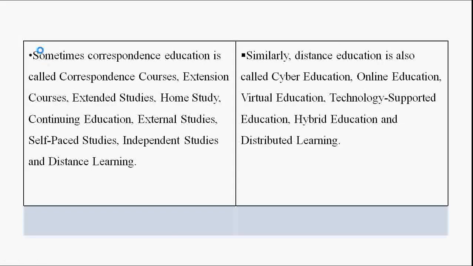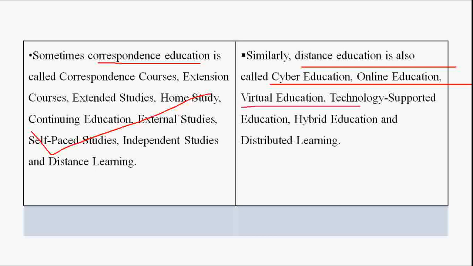Sometimes correspondence education is called correspondence courses, extension courses, extended studies, home study, continuing education. So we can say these are some other names of correspondence education. Similarly, distance education has other names, that is cyber education, online education, virtual education, technology supported education, hybrid education, distributed education. Already I discussed what is distributed, what is hybrid.